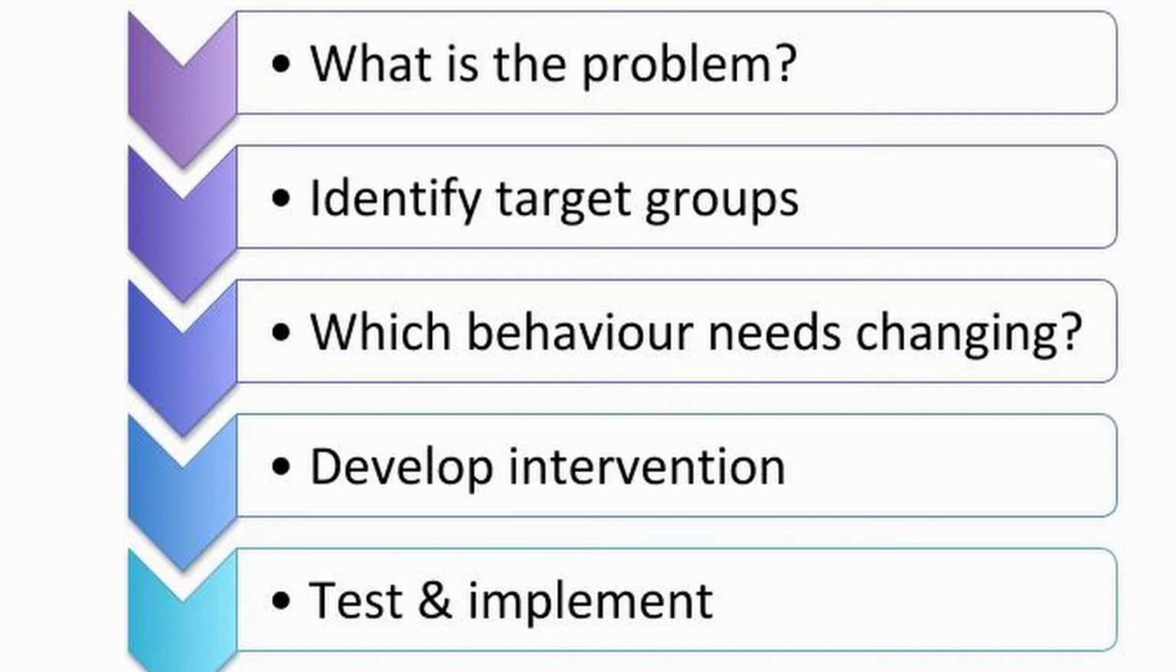Obviously, the target group for the policy or initiative has to be identified. There has to be a clear understanding as to which behavior requires changing. And from there, once the issue is clearly identified, who the target group is, and what the behaviors requiring change are, then the next step is about developing what kind of intervention is required from a policy perspective to address that. And finally, once the intervention has been developed, it has to be tested and measured in order to generate evidence and evaluate the effectiveness of the intervention.